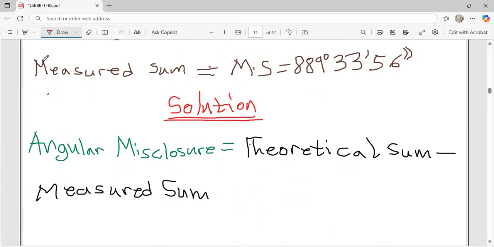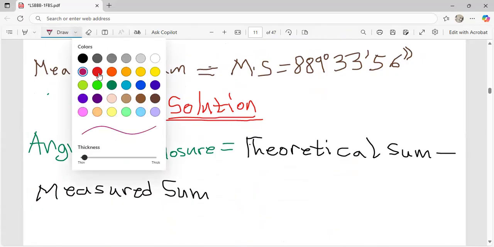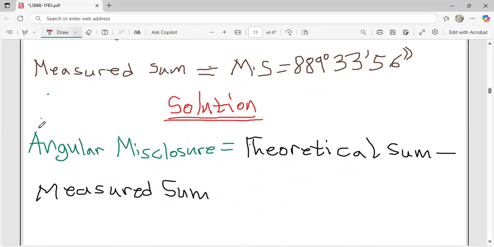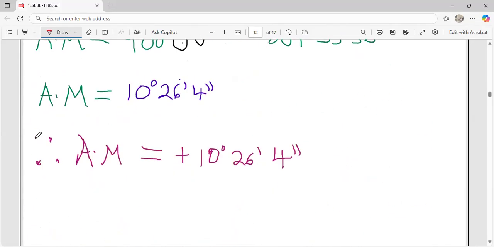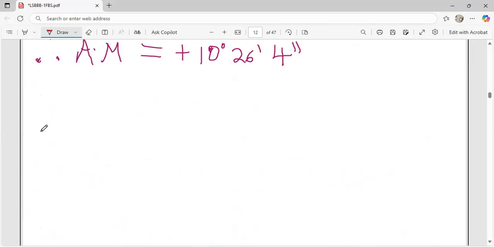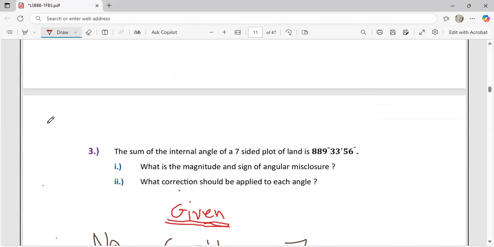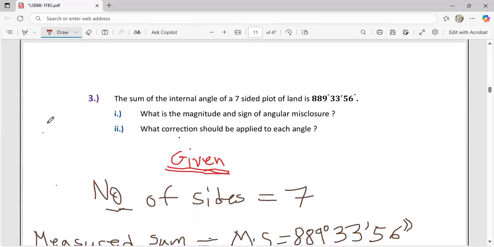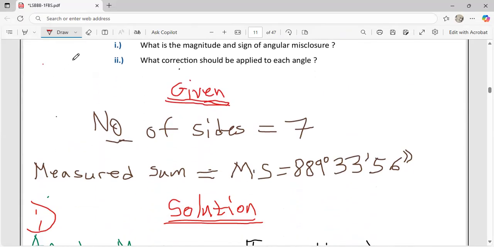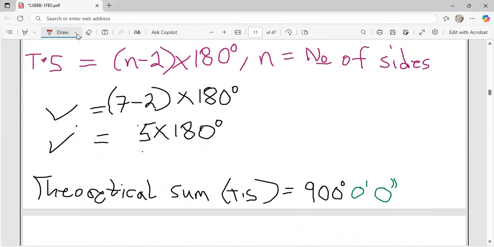The first one we just calculated is the I. Let me quickly denote that. It is the I we just calculated. So this time we are coming to work for II. They say, what correction should be applied to each angle?